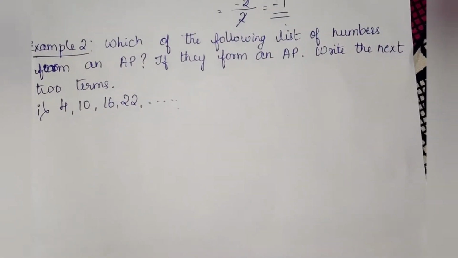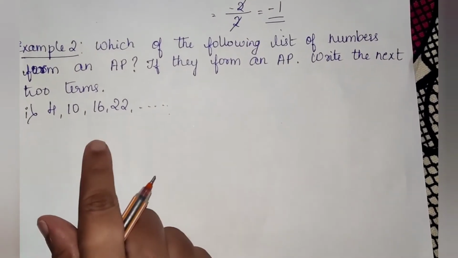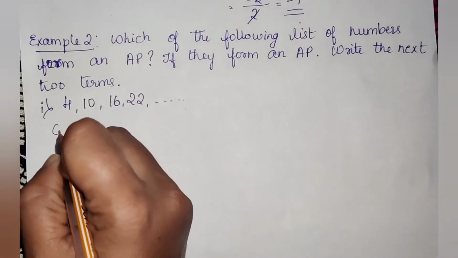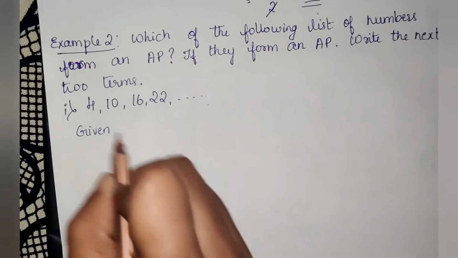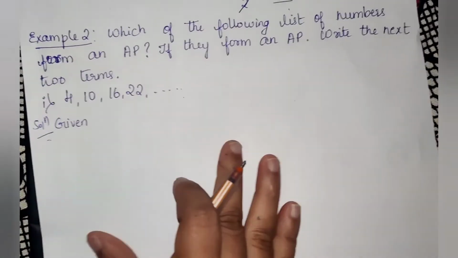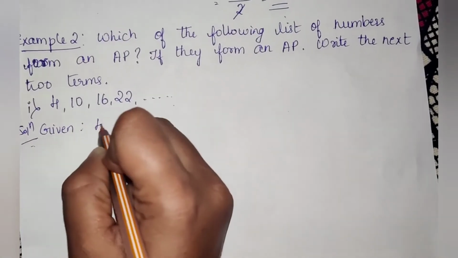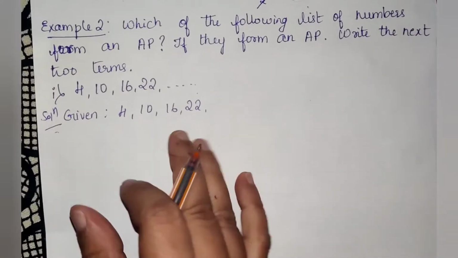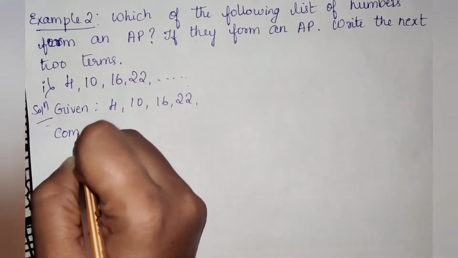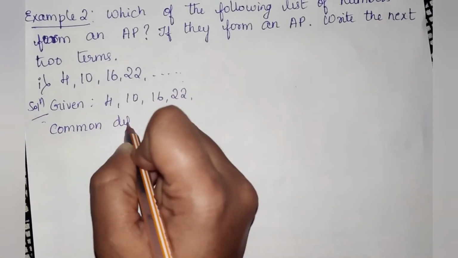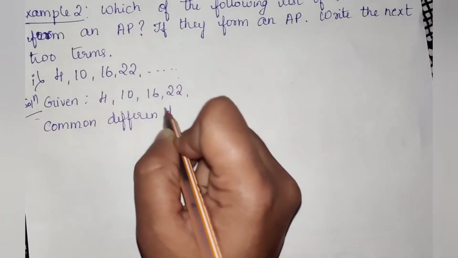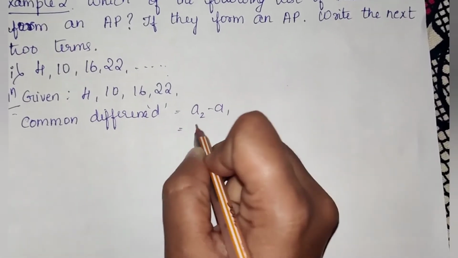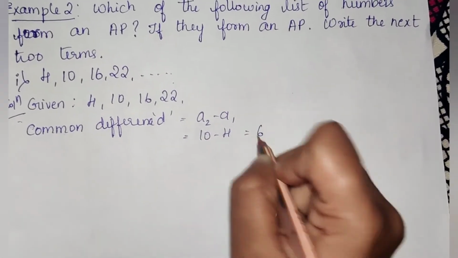So if we want to find out whether the given terms are in AP or not, first we have to find the common difference. So given 4, 10, 16, 22. How do you find the common difference? Common difference D, that is A2 minus A1, 10 minus 4, I get 6.